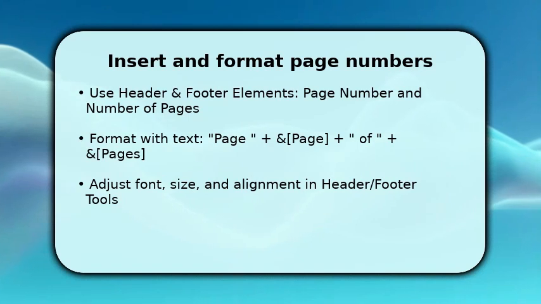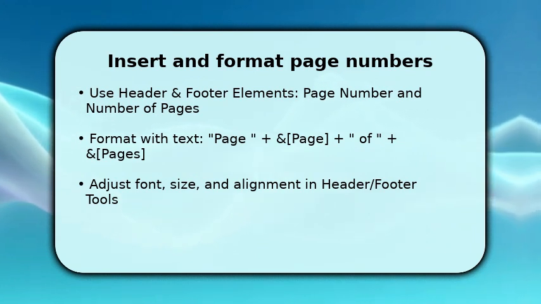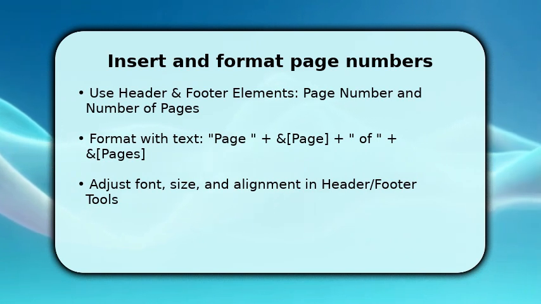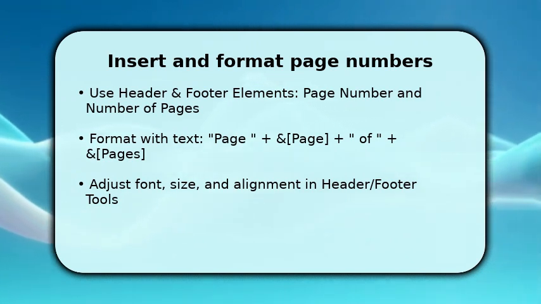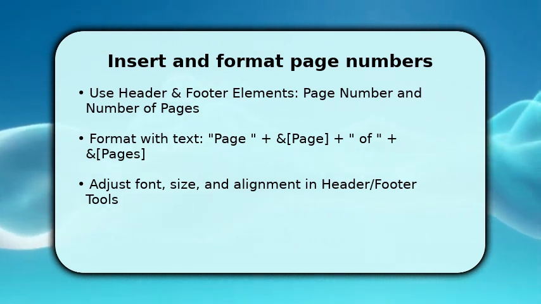You click Header and Footer tools and select page number, then add number of pages if you want totals. For clarity, type "page" space before "&[Page]" and "of" space before "&[Pages]". That constructs page X of Y automatically. Make sure to format the font and size so numbers don't collide with margins. Alignment matters for duplex printing.